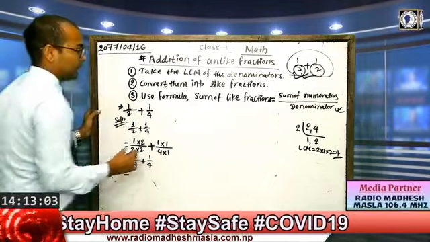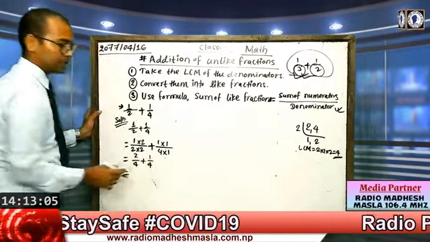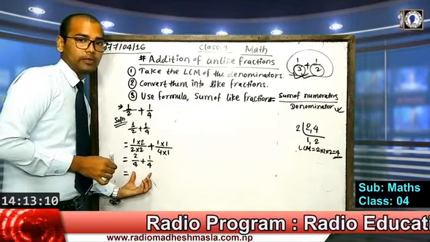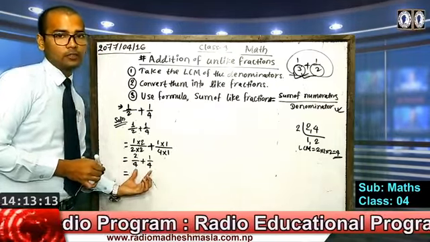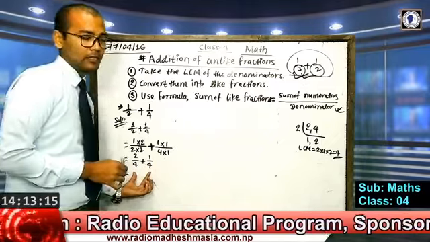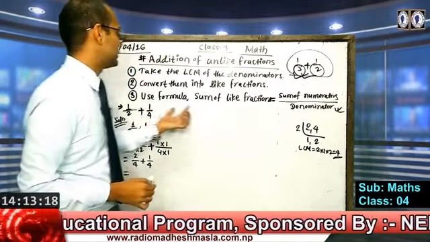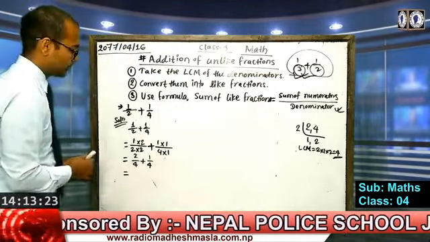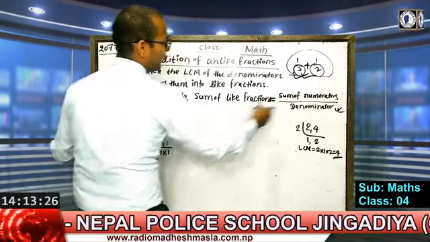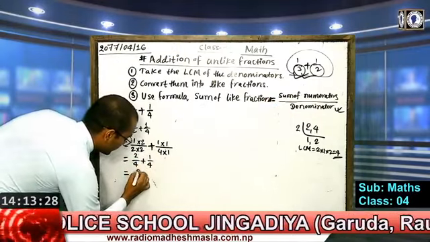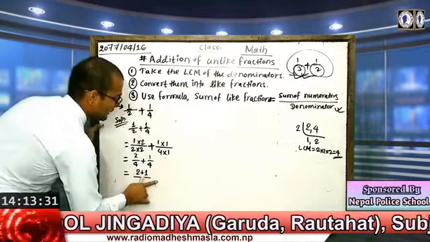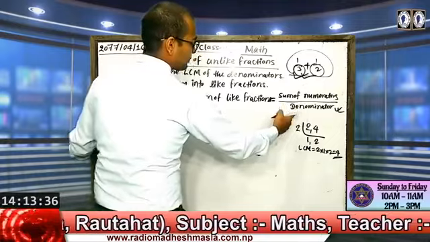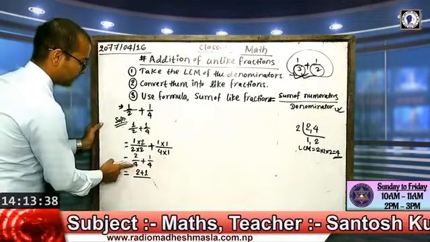Now these two fractions are like fractions. You can see here that these fractions have become like fractions. At that time we should apply the formula. Sum of like fractions is equal to the sum of the numerators. What are the numerators? 2 and 1, so 2 plus 1, over the denominator. What are the denominators?